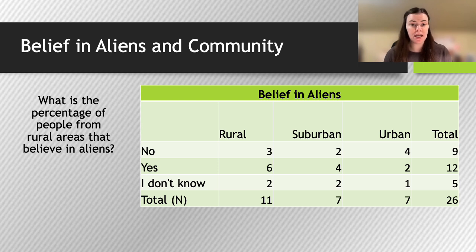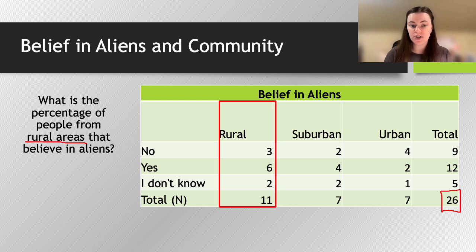So, importantly in this case, I'm not necessarily concerned with the entire total of our frequency distribution, which indicates to us that 26 individuals were asked this question, but I'm only concerned with the individuals from rural areas. So in this case, I'm only concerned with this column, this very first one. So it's 11 total individuals said, I am from a rural area. And all we have to do is take a look at the frequency or the number of individuals that said, yes, I do believe in aliens. And in this case, it is 6.